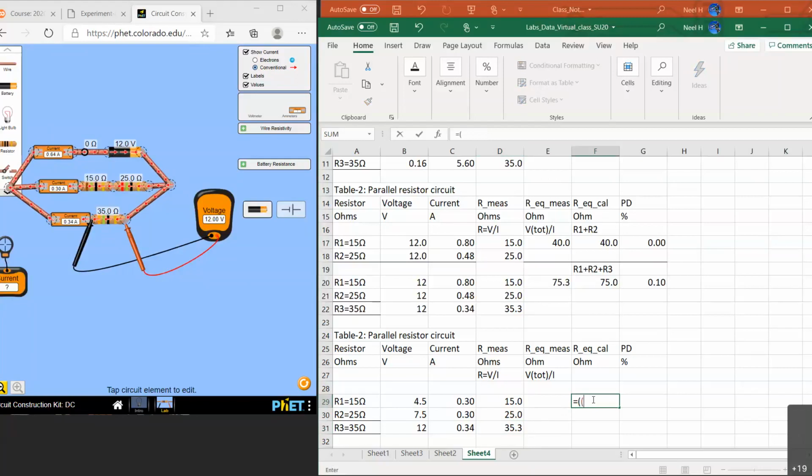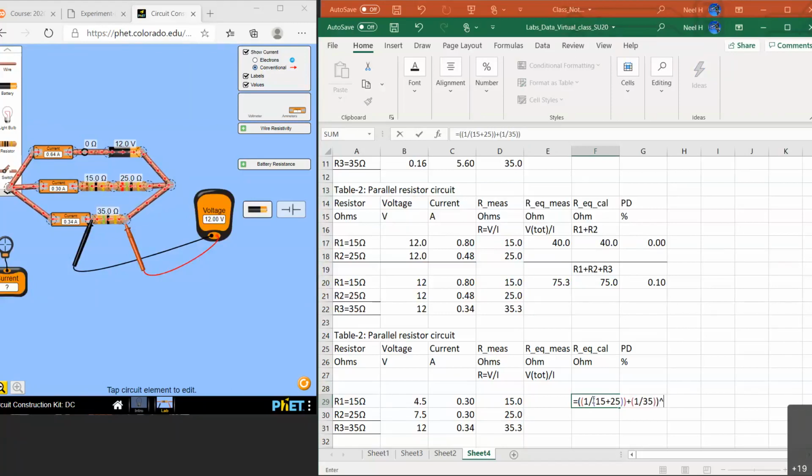I need 1 over values, right? So I need 1 over R1 plus R2: 1 divided by parentheses R1 is 15 plus R2 is 25, close parentheses, close outside parentheses, and then add parentheses 1 divided by R3 is 35, given value, okay, close parentheses, close the outside parentheses, and then power.